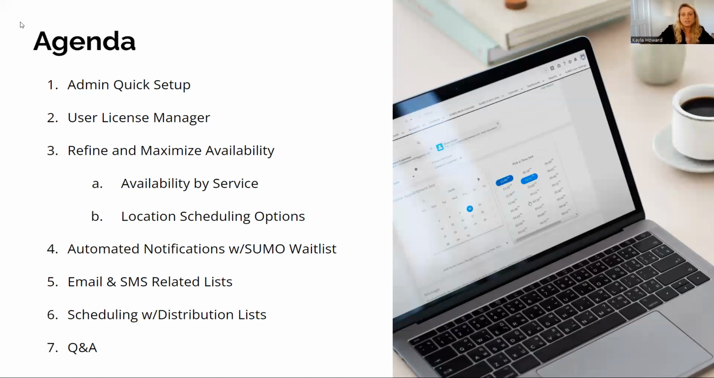So by the end of today's webinar, we're going to understand the different ways to set up SUMO Scheduler using our new admin quick setup and the user license manager. We're going to learn about the different availability rules that you can use to define your service and location type availability. We're going to talk about how you can use SUMO Scheduler to create a wait list for appointments scheduled via the invite manager. We're going to learn how to use email and SMS related list features to really track your communications and ensure that you're reaching the right people. And we're also going to talk about how to schedule appointments against distribution lists for situations where you might need to be able to reach a large group of people, but you don't necessarily want to create a Salesforce record for those.